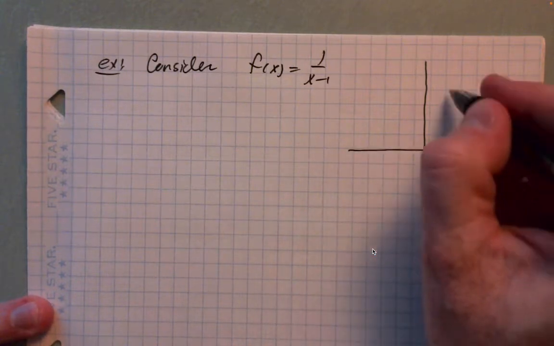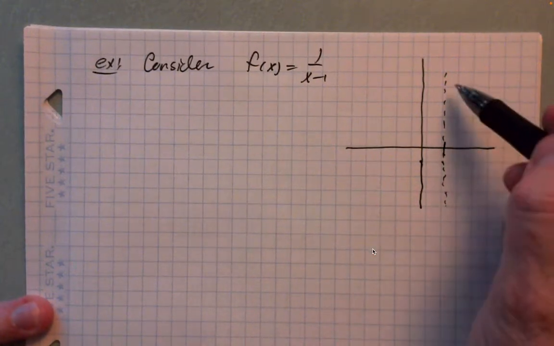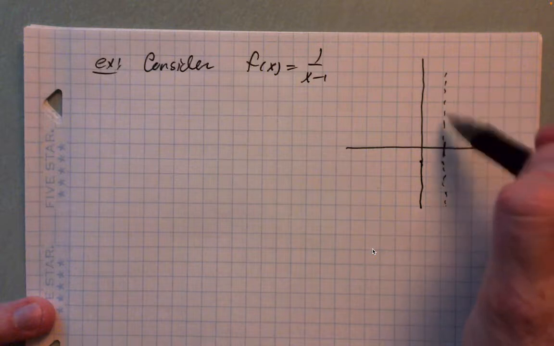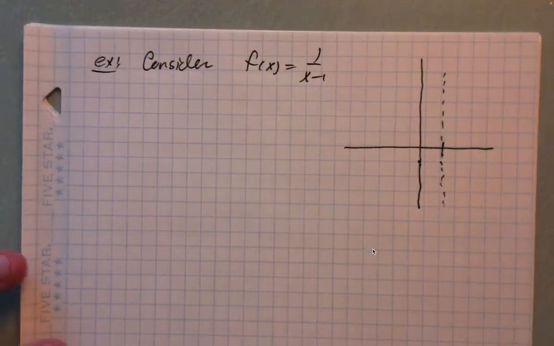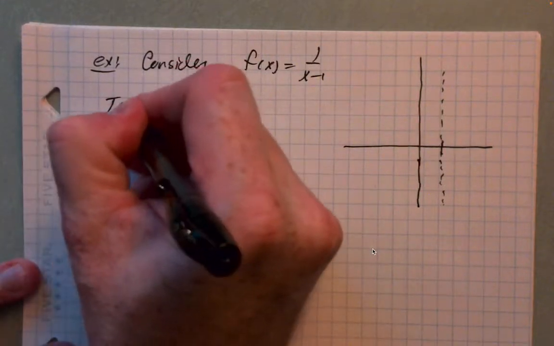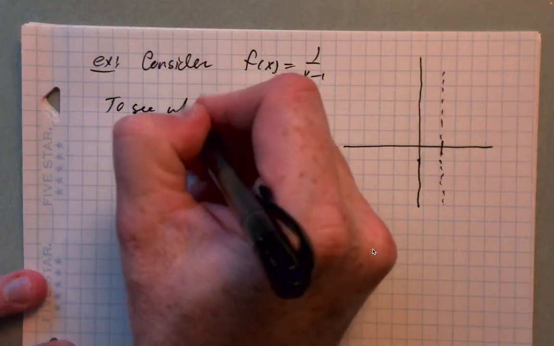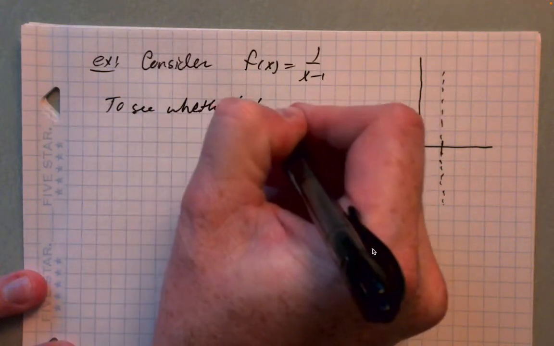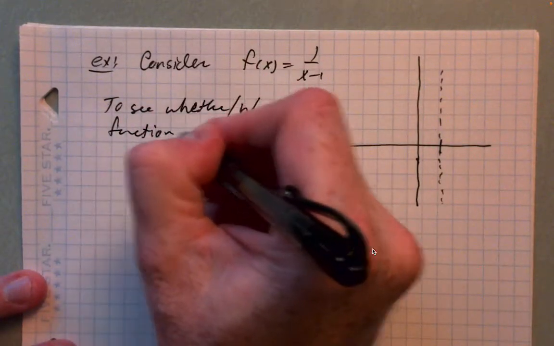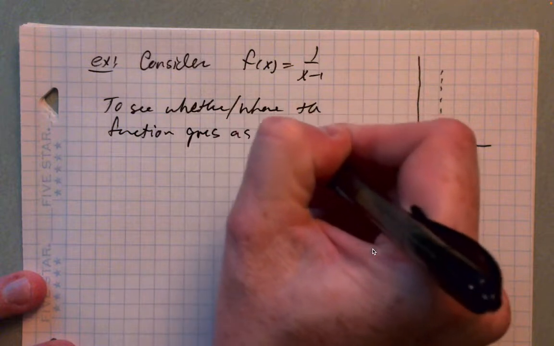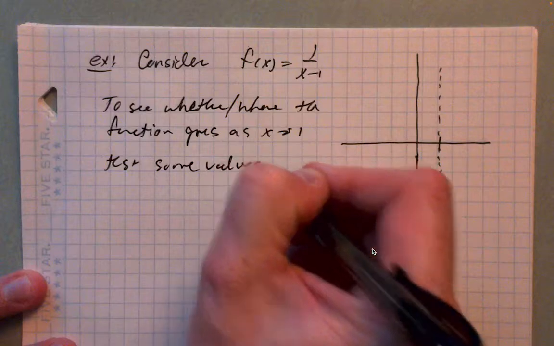So say that's 1. We know we've got some kind of vertical asymptotic behavior here. What we don't know is, does it go up here? Does it go down here? What happens? So we don't really know. And so how do we figure that out? Well, to see whether and where the function goes, you're going to have to test some values. Okay, so we'll have to test some values.